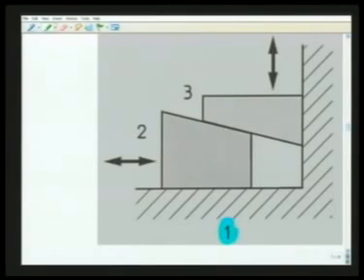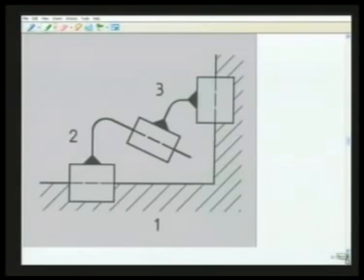Again, there are 3 links, link 1, link 2 and link 3. This constitutes a closed kinematic chain and there are 3 prismatic pairs, one in this horizontal direction between link 1 and 2, one in the vertical direction between link 1 and 3, and there is one in this inclined direction between links 2 and 3. The kinematic representation of this is as follows. There are 3 links, links 1, 2 and 3 having 3 prismatic pairs in different directions.